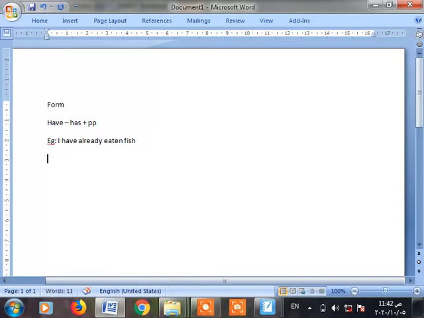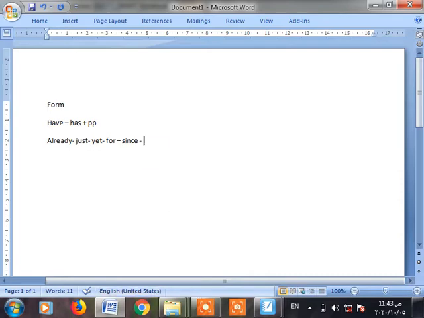Right, what are the key words of this tense, which is very important? Number one, the word already. The second word is just. Yet, for, since. These are the most important keywords of the present perfect tense: already, just, yet, for, since.